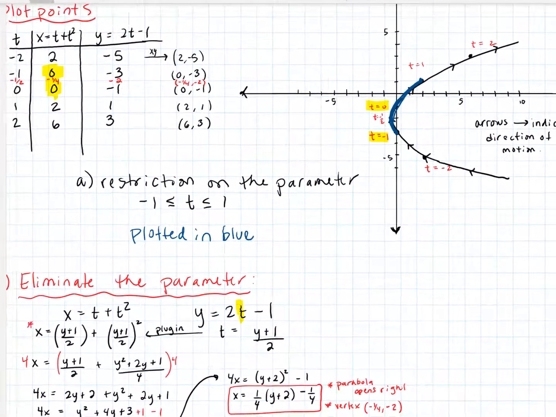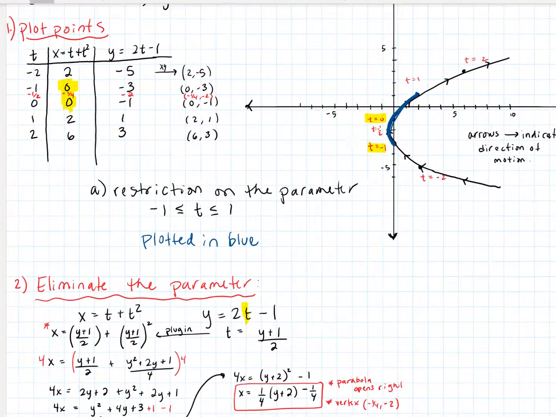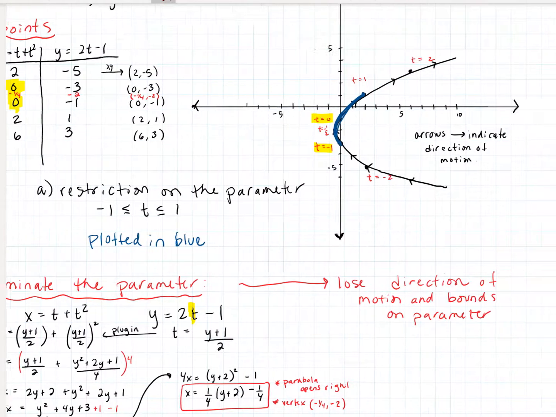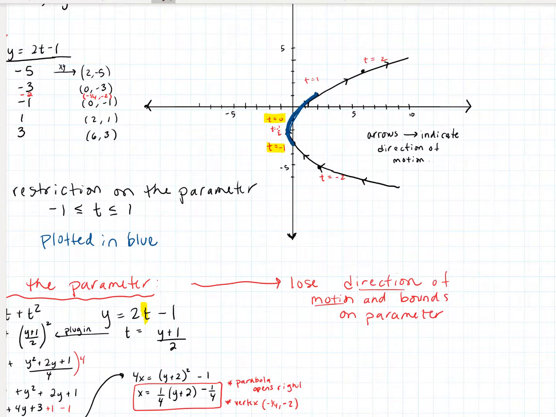What has been lost right here is the direction of motion. When we eliminate the parameter, we do lose the direction of motion and any bounds that are given for the parameter. So just keep that in mind, because we will often use this method of eliminating the parameter to get our graphs. Just remember that you lose the direction of motion and the bounds on the parameter.